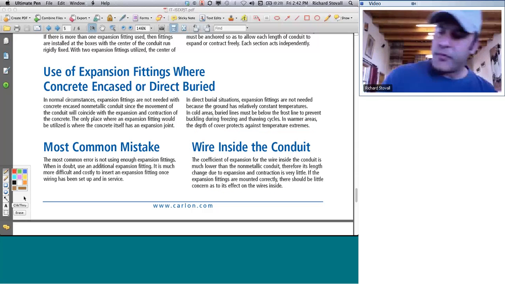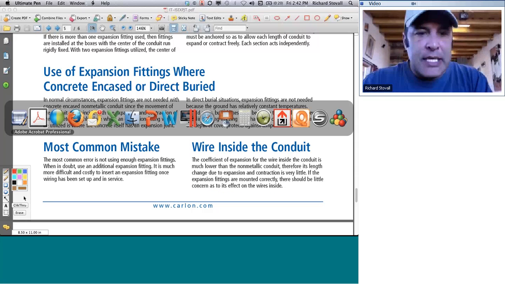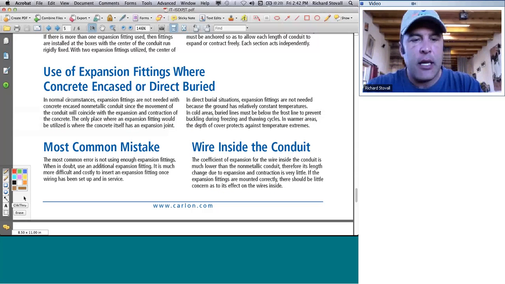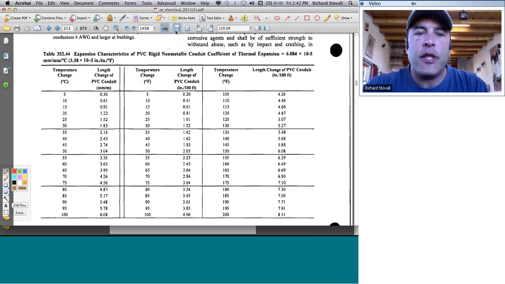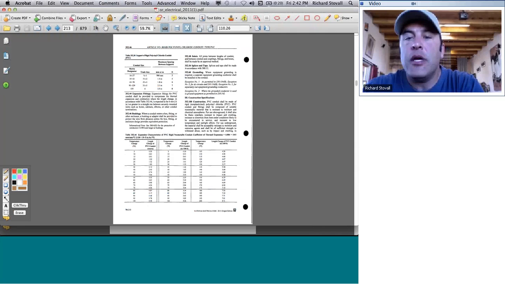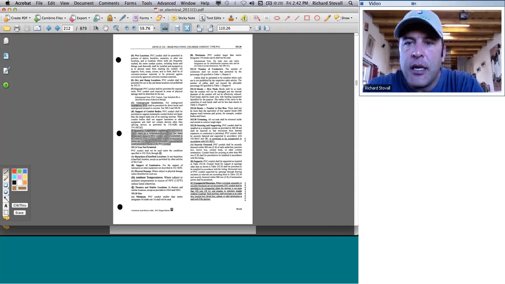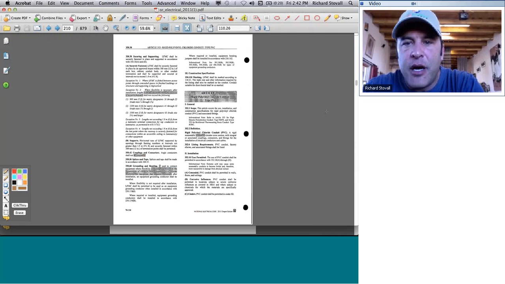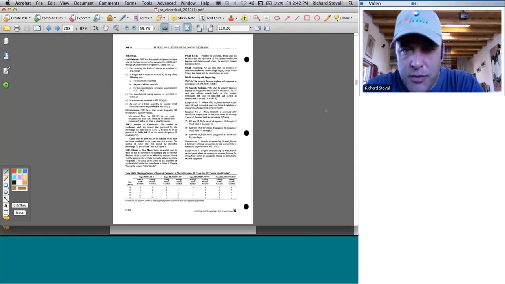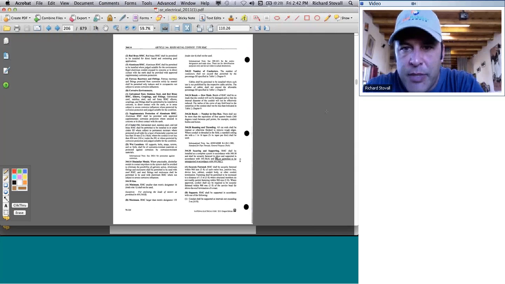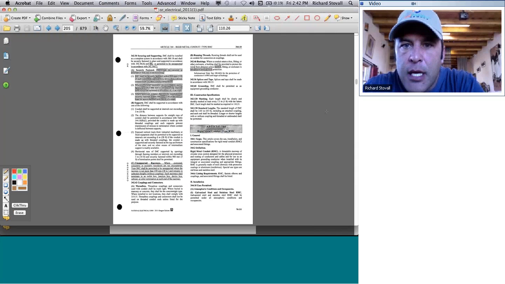That being said, let me jump back to the NEC code, to the NEC, and note that this is 352. This is specifically for PVC. The PVC is not the only type of conduit out there. Know that there are other types of conduit. I'm going to try to start at the beginning here. Okay. All right.